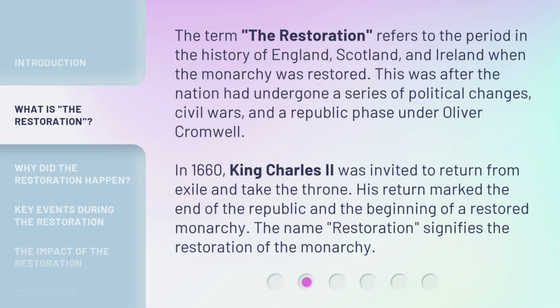The term, the Restoration, refers to the period in the history of England, Scotland, and Ireland when the monarchy was restored. This was after the nation had undergone a series of political changes, civil wars, and a republic phase under Oliver Cromwell. In 1660, King Charles II was invited to return from exile and take the throne. His return marked the end of the republic and the beginning of a restored monarchy. The name, Restoration, signifies the restoration of the monarchy.